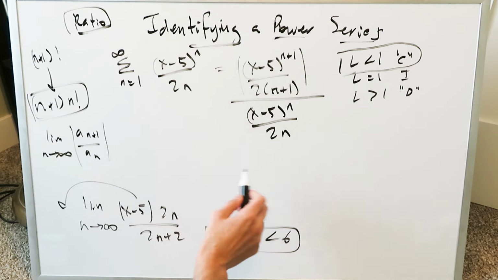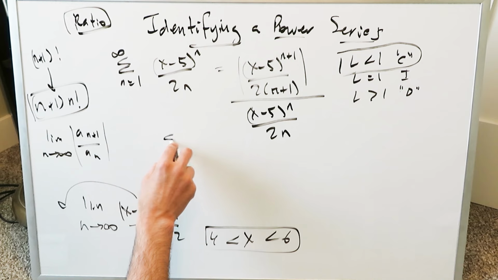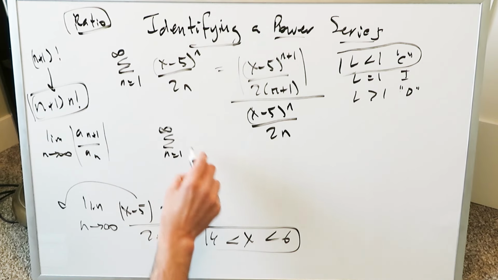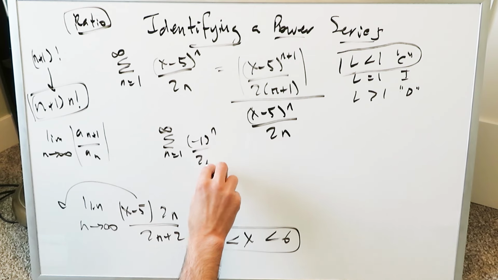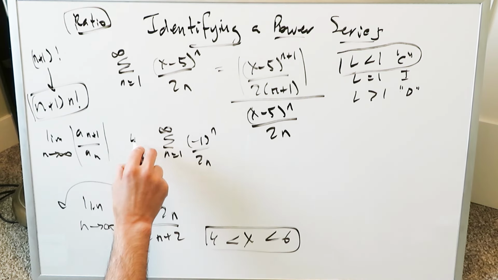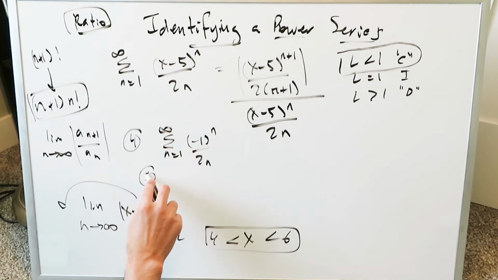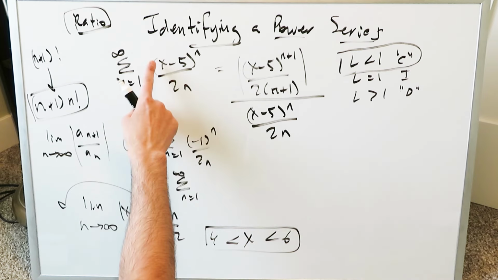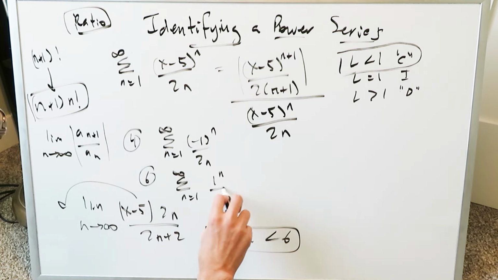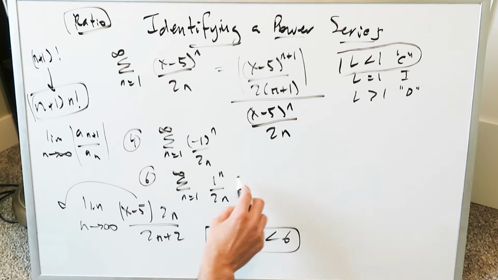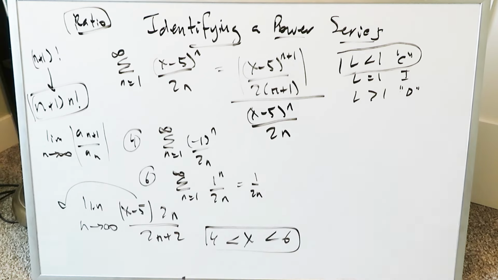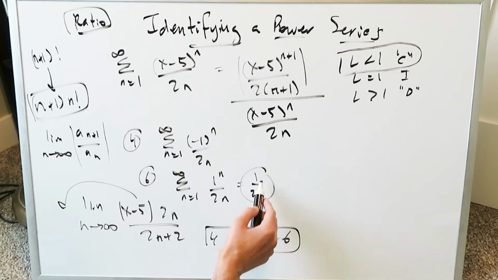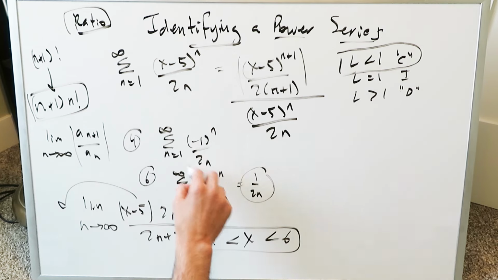If x were equal to 4, you would have the sum from n equals 1 to infinity of 4 minus 5, which is minus 1, to the power of n divided by 2n. This is when x is equal to 4. What about when x is equal to 6? You put 6 in place of x. 6 minus 5 is 1 to the power of n divided by 2n. 1 to the power of n is no different than just 1 over 2n, because 1 to the power of any number is always 1. When x is equal to 6, you have 1 over 2n. When x is equal to 4, you have this.